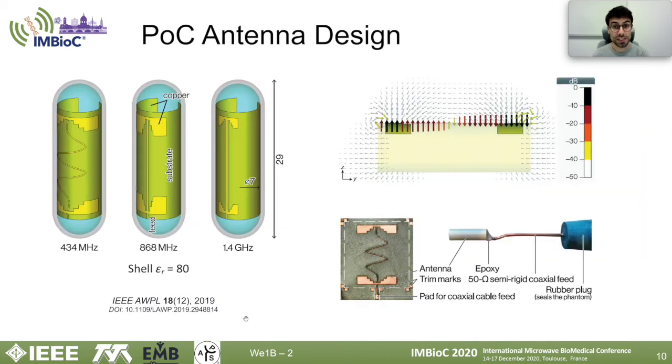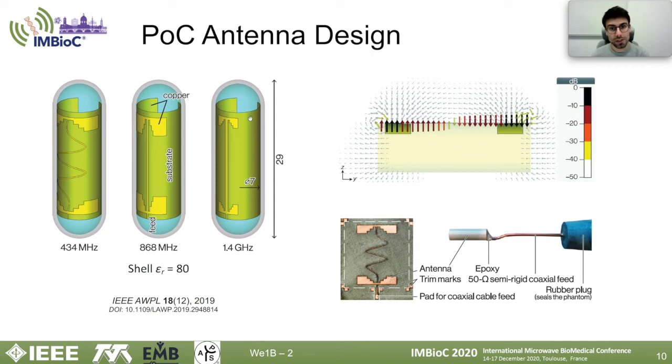We proceed now to the design of realistic proof-of-concept antennas. The design is based on a half-wave patch miniaturized using a high impedance section and a ceramic shell with a permittivity of 80, which is close to water at these frequencies. Radiating edges are placed at the opposite ends of the capsule, and this maximizes the antenna aperture.